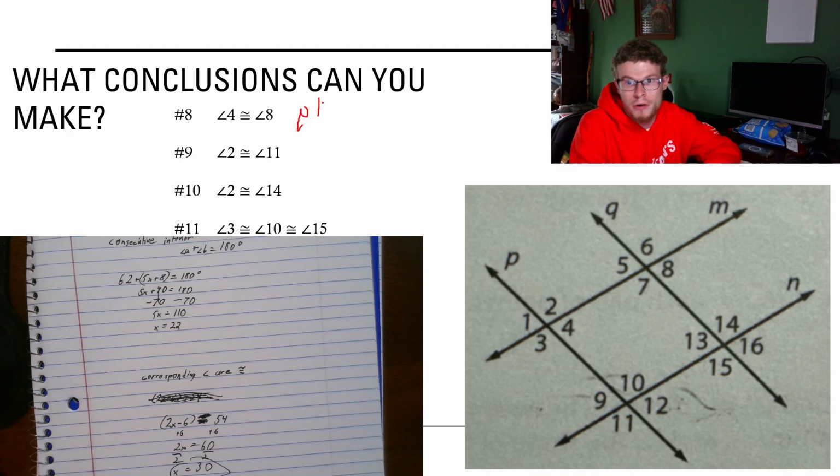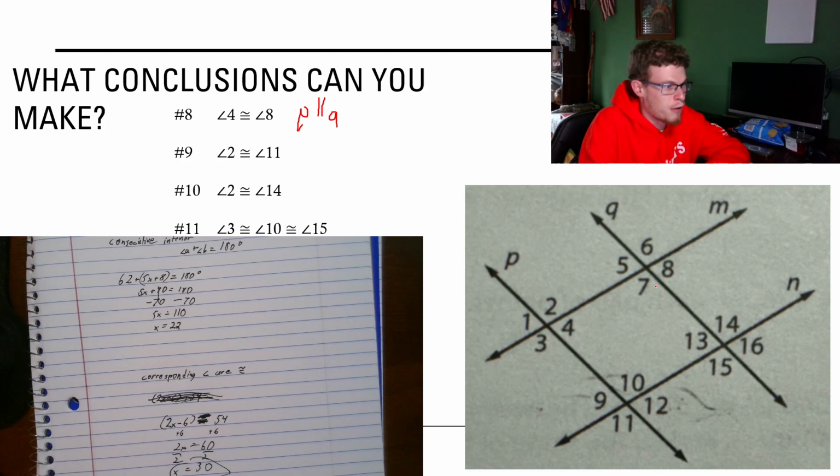Right? Because they're corresponding angles. Corresponding angles in parallel lines are always congruent. Okay? So angle 2 is congruent to angle 11. Now we're on some different ones here. For those ones, we have to identify where they are.